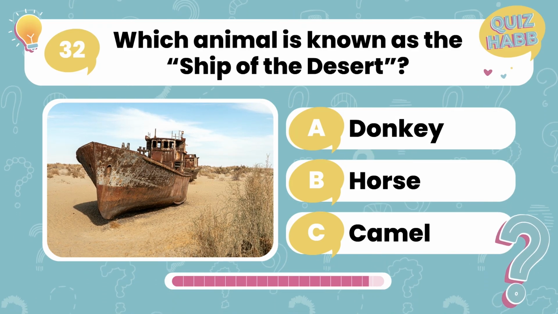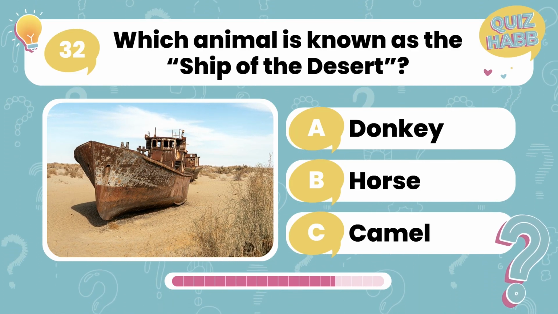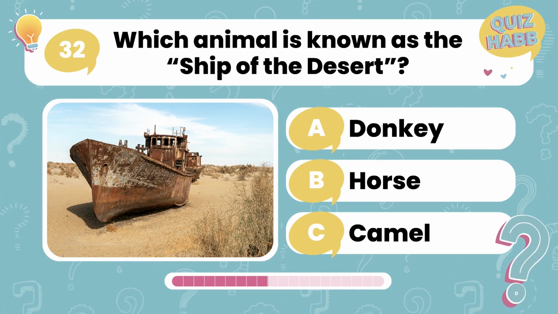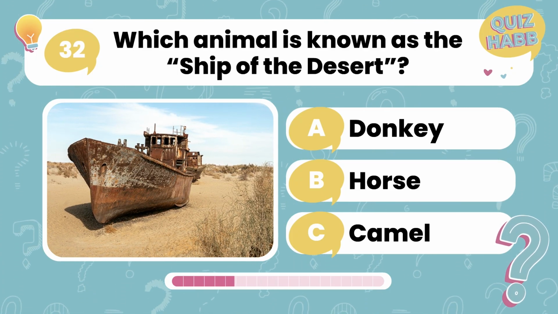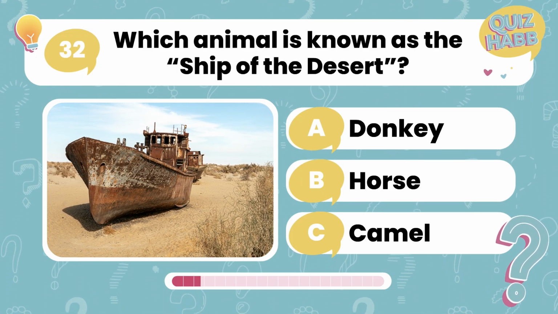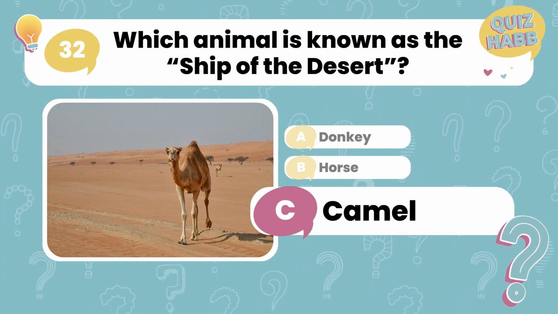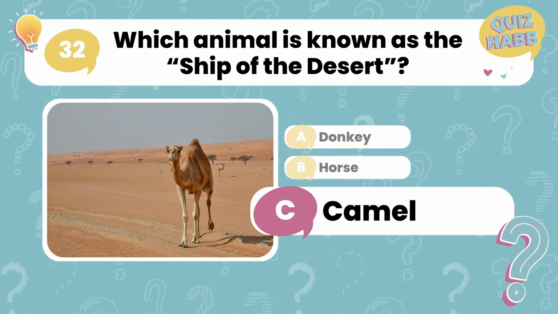Which animal is known as the ship of the desert? A. Donkey, B. Horse, C. Camel. Correct answer, camel. Perfectly adapted to the desert life.